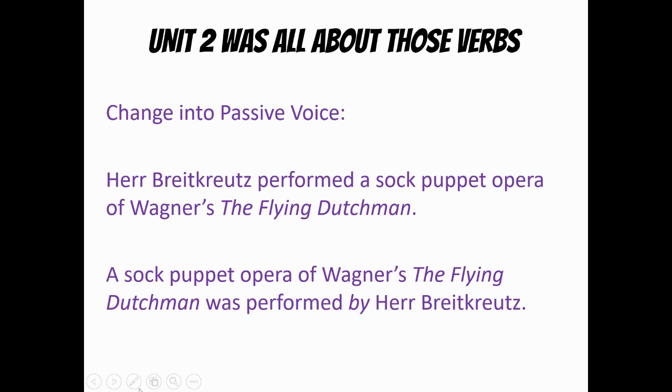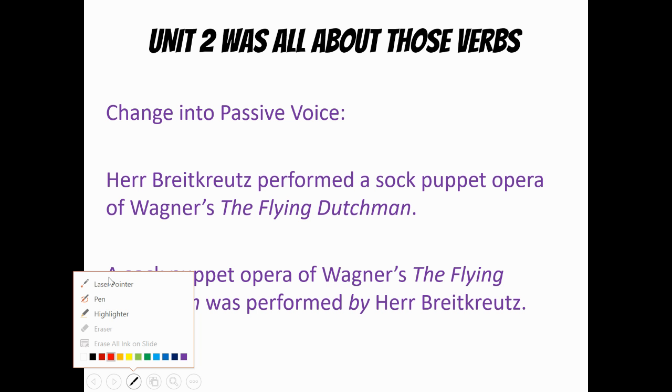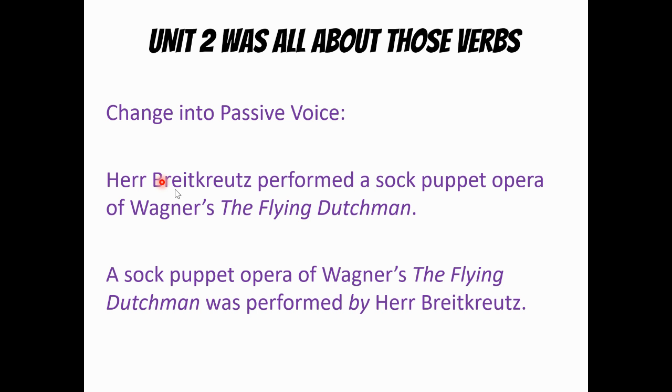And so just remember a couple things when we change something over into passive voice. The subject turns into a by prep phrase. So now it's down here, is by Herbe. The direct object, sock puppet opera, moves to the front, and my verb increases by one. So there's always that switcheroo where the front of the sentence goes to the back and the back goes to the front, and your verb increases.